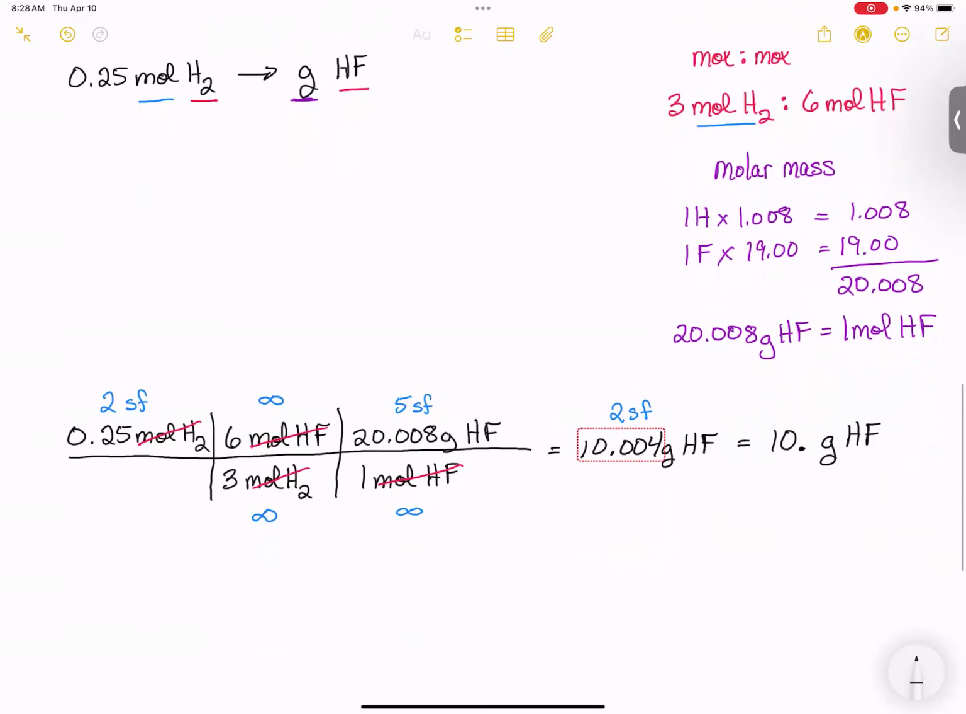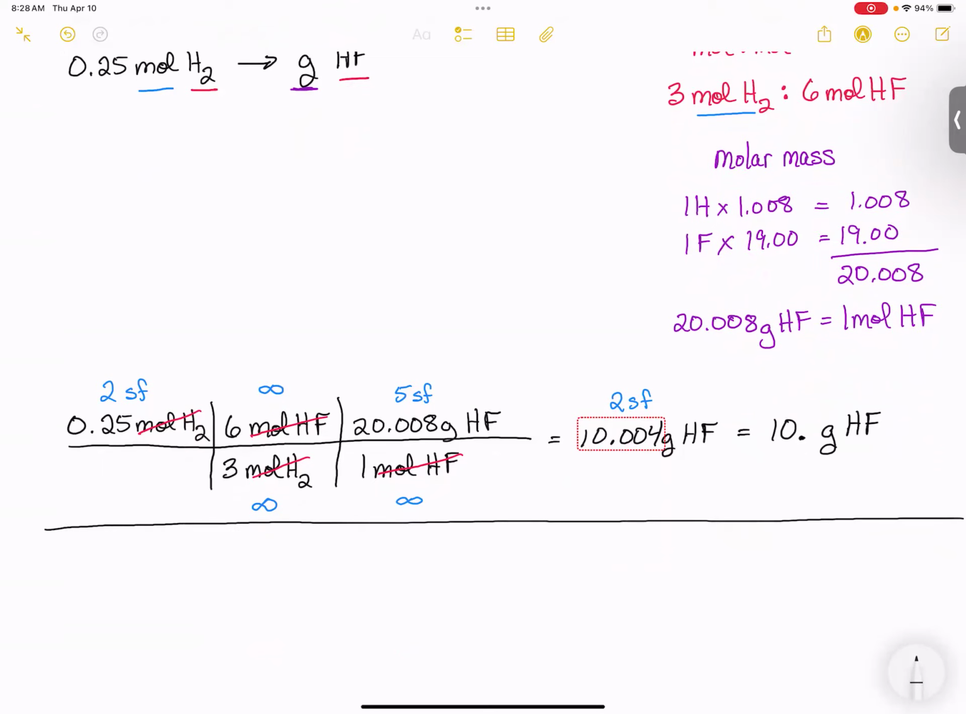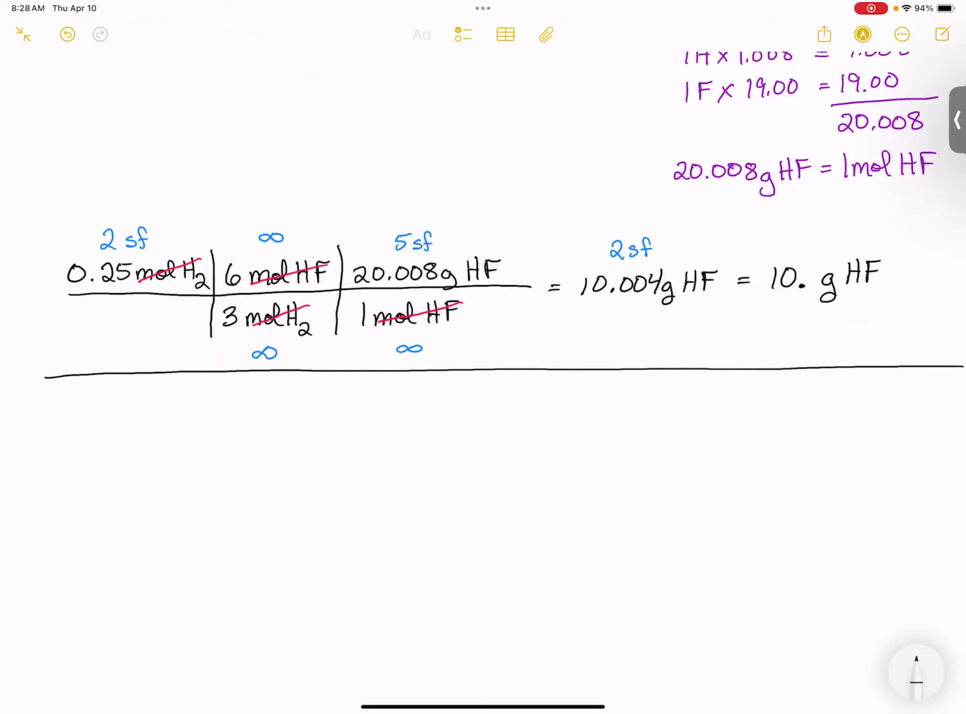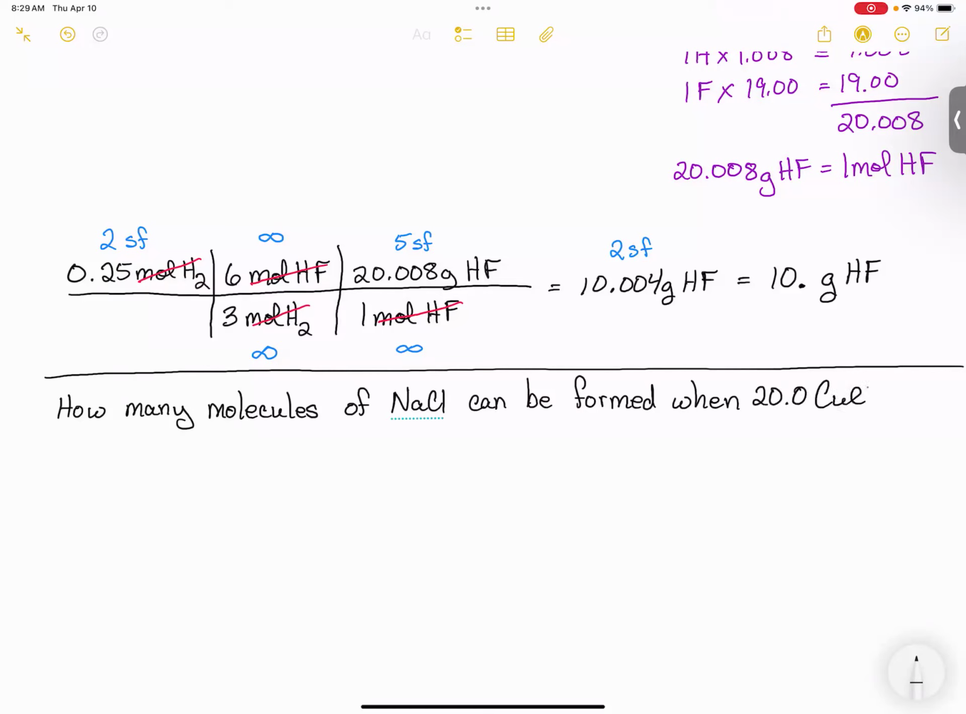Let's look at another example. Let's figure out how many molecules of sodium chloride can be formed when 20.0 grams of copper 2 chloride reacts with excess sodium nitrate according to the reaction.